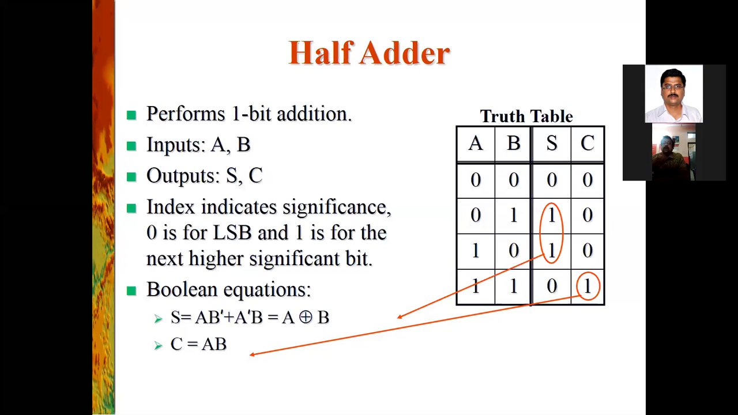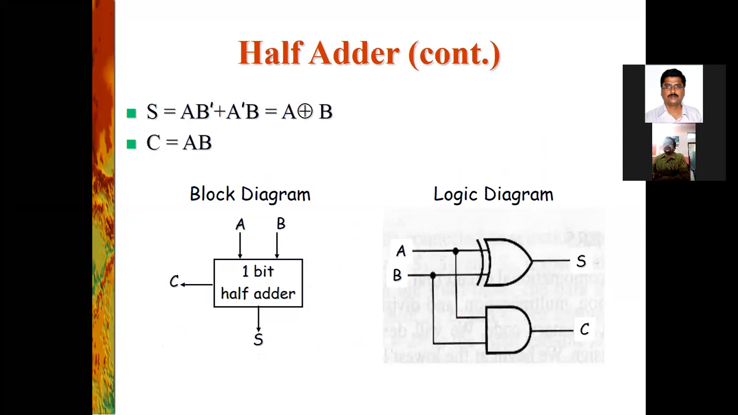So now the half adder can be designed by using one AND gate and one XOR gate. Gates like this find application in digital circuits. Now we'll see how to design it.